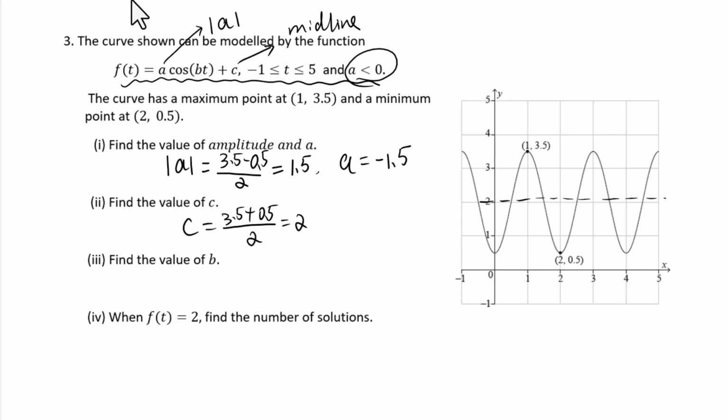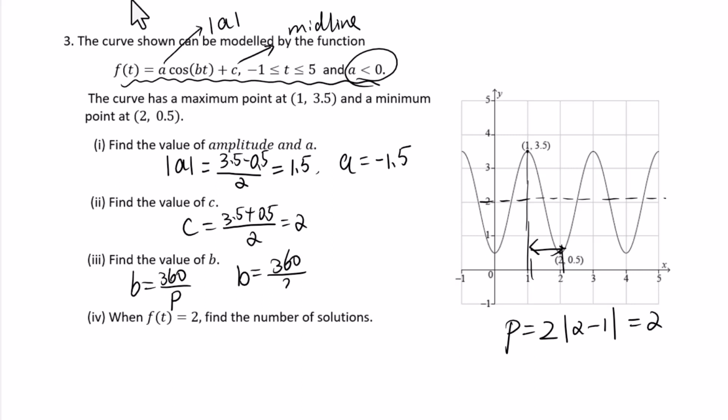Find the value of B. This B equals 360 over period. Let's check the period. Period equals double the horizontal distance between these two consecutive maximum and minimum points. Two minus 1. So period equals 2. B equals 360 over 2 equals 180.